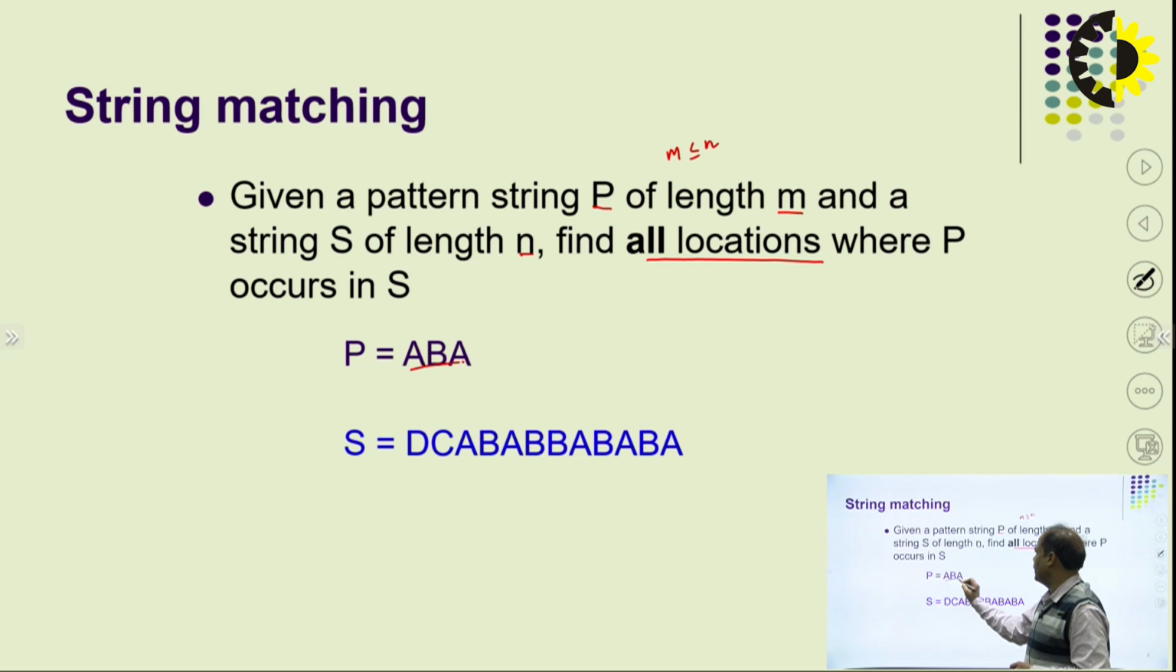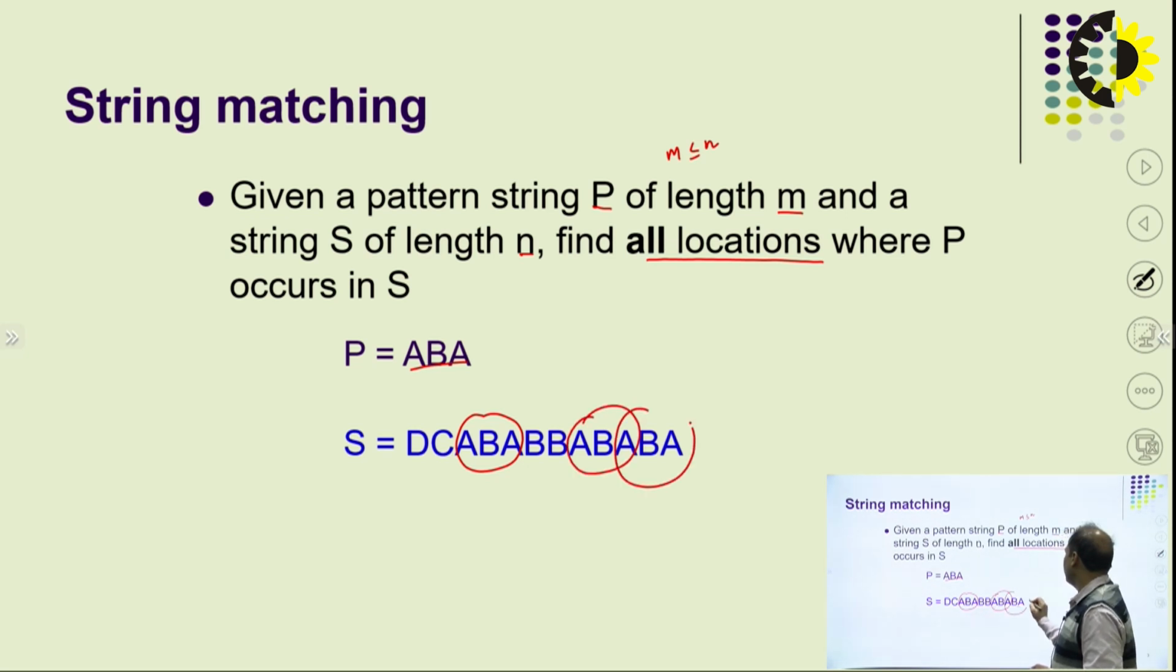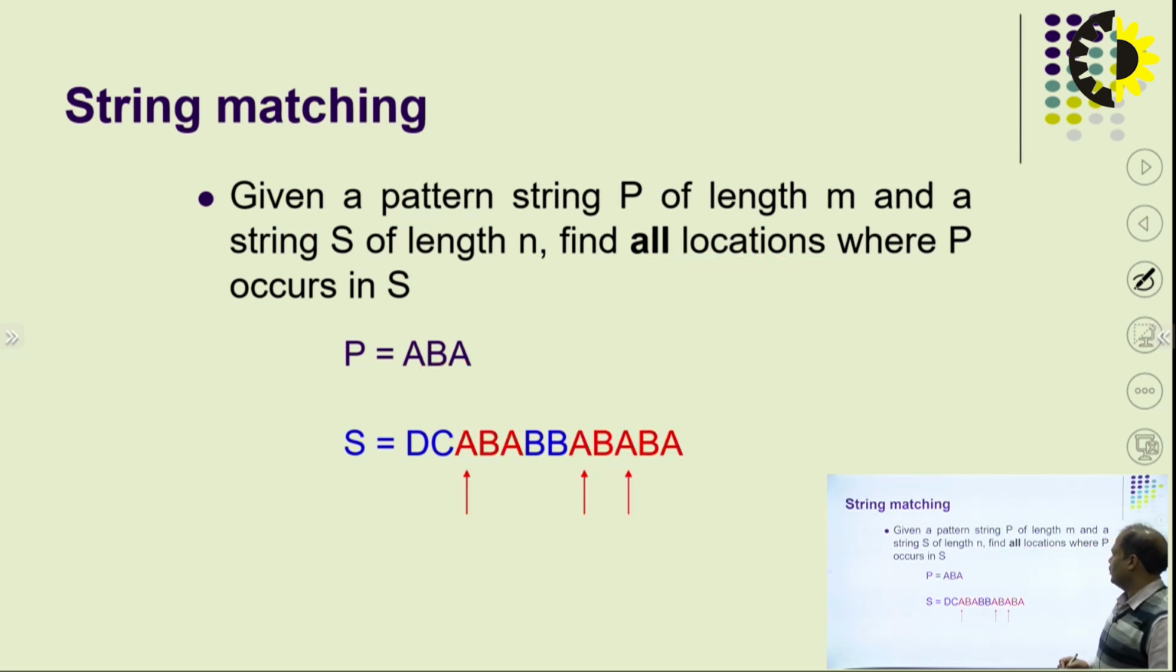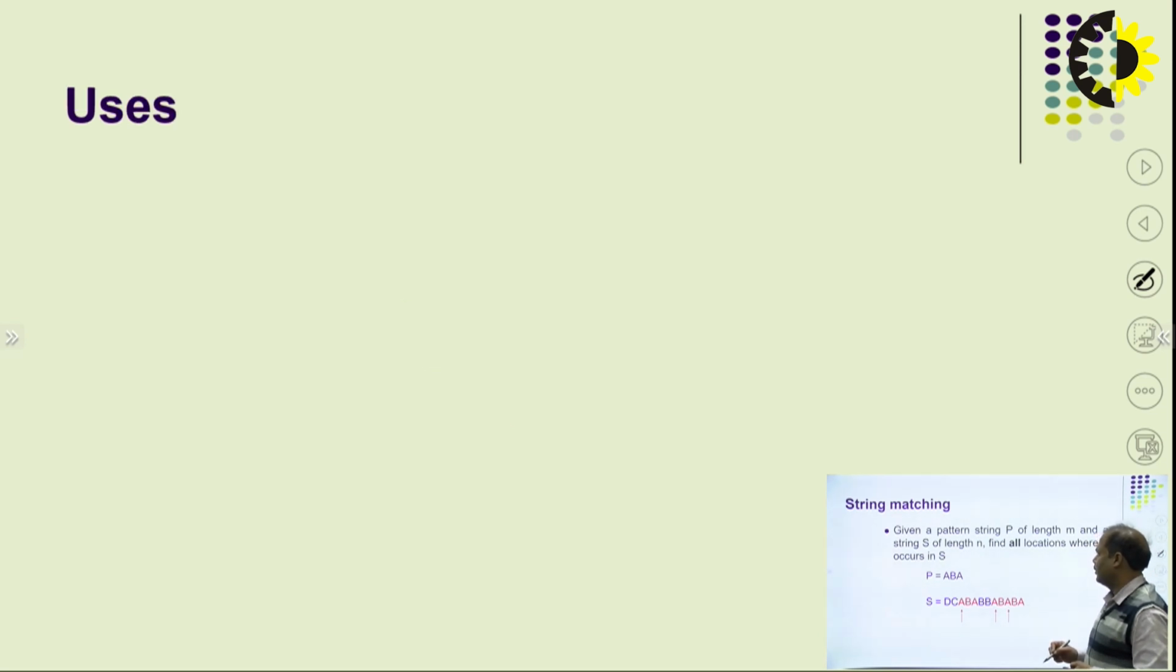Consider the pattern ABA and this is your text S. As we can see, ABA is occurring over here and over here, and there is an overlapping occurrence of the pattern ABA. We are going to get the starting location of the pattern. Then another ABA is over here, and it overlaps.